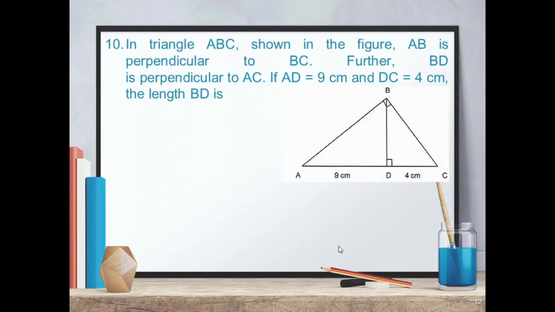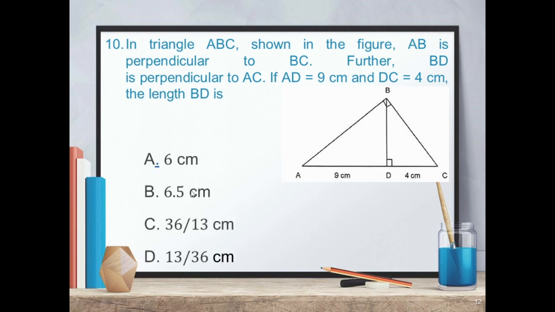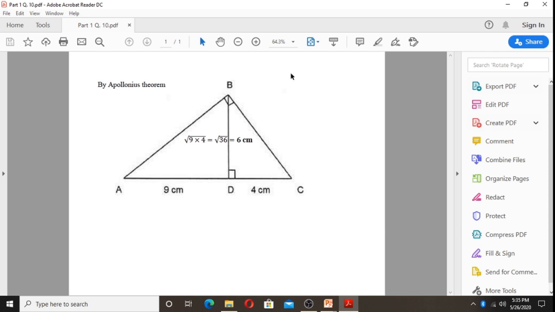Next question is, in triangle ABC shown in the figure, AB is perpendicular to BC, further BD is perpendicular to AC. If AD is equal to 9 cm and DC is equal to 4 cm, the length BD is, options are 6 cm, 6.5 cm, 36 upon 13 cm, and 13 upon 36 cm. The correct option is 6 cm, and you can see the explanation.